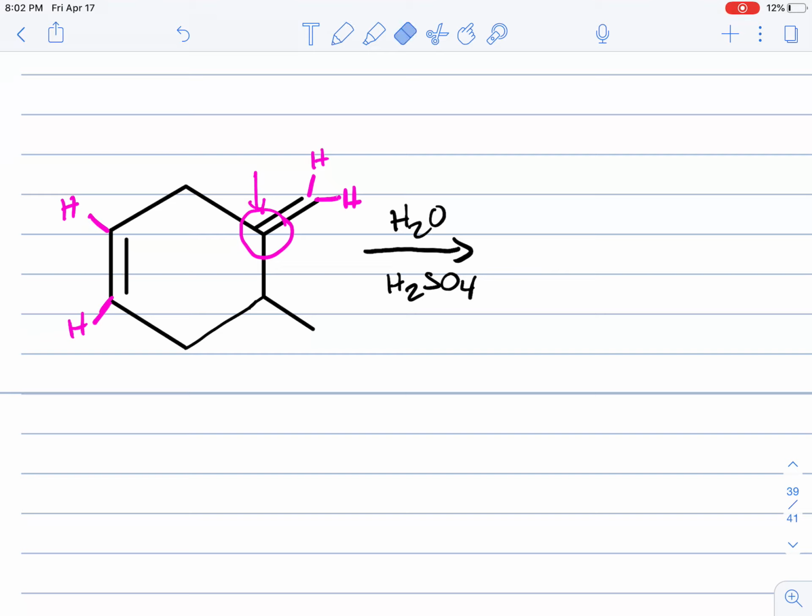And so there are no hydrogens at that specific carbon. And here there are 1, 2, 3, 4. 1, 2, 3, 4. Okay. So hopefully you guys understand.